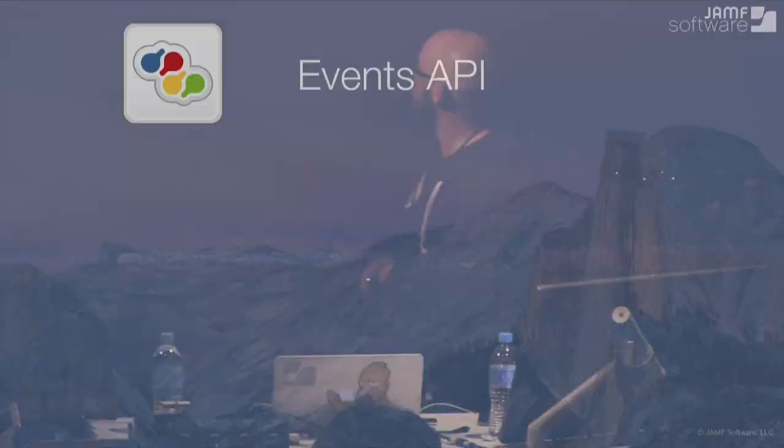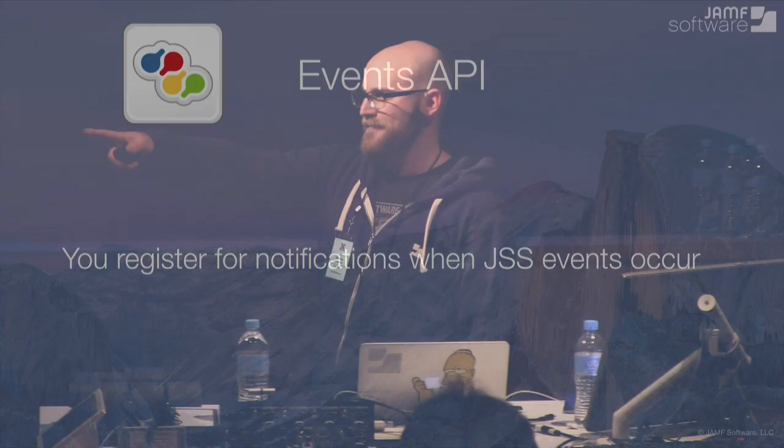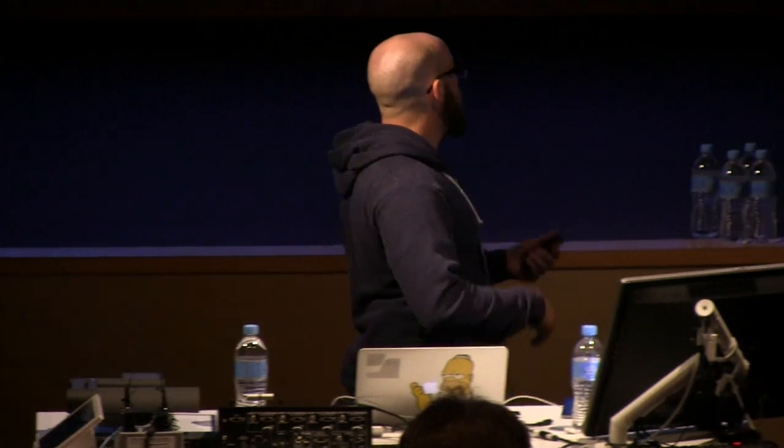Who's heard of our events API? The difference between the REST API and the events API is that REST is based on polling. So you'll go and ask the JSS for something. Oh, has this been completed? No. Okay. Has this been completed? So you're constantly asking. Whereas with the events API, you register for notifications based on when a JSS event occurs.